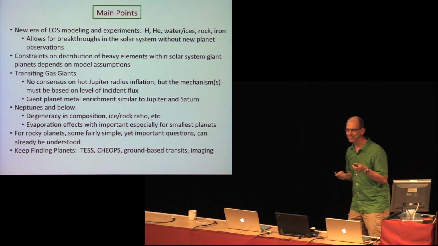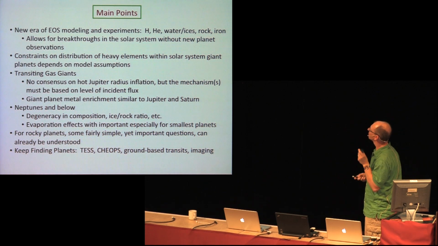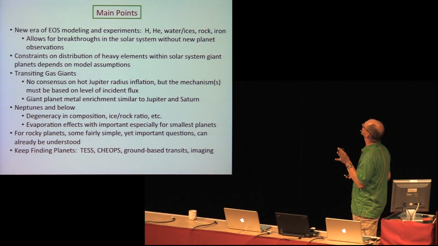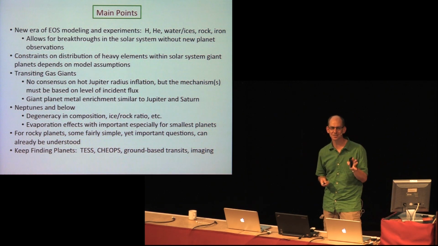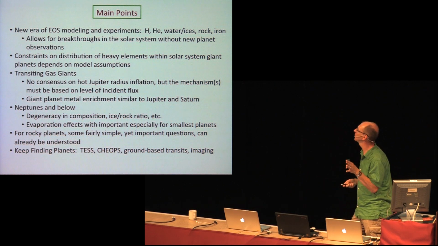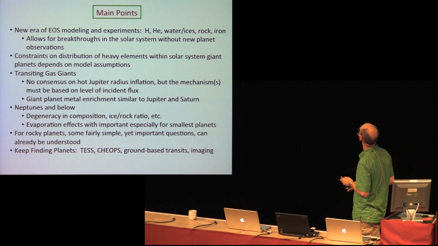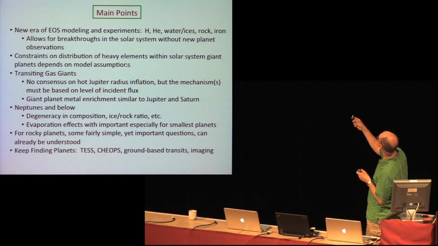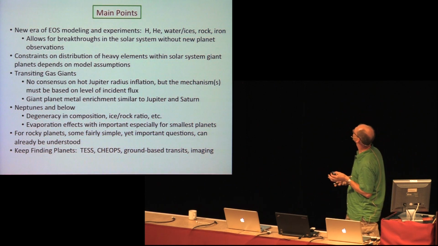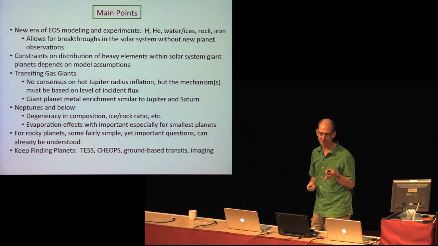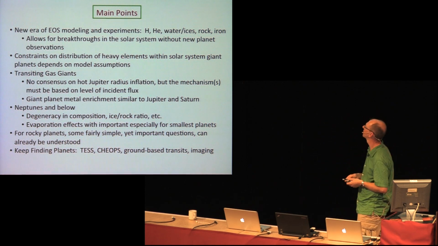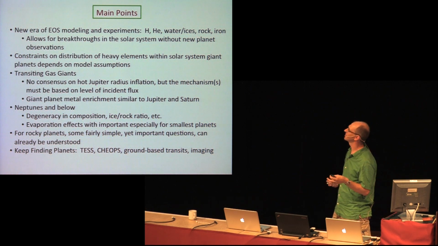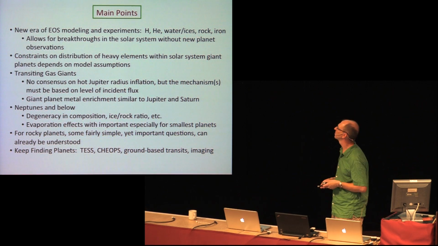So the overview then, going back to the first slide, is that one of the nice things is that we're in a new era of modeling in terms of the equation of state. We have precise input physics, precise measurements, and very nice first principles calculations for the equation of state. The constraints on the distribution of heavy elements within the solar system gas giants depend on model assumptions. We should always keep that in mind, whether you're assuming a very simple model or a more complex model. So it probably makes more sense to think about the total metal abundance of giant planets.